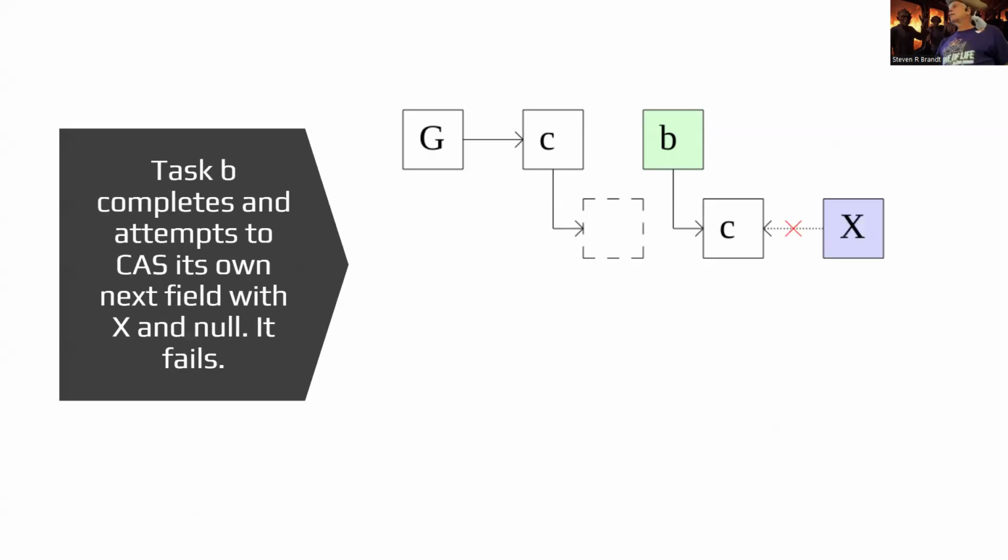When B finishes, it tries to mark itself done. It fails because it's trying to do a compare and set from null to done, but C is there. Since it failed, it knows there's a task there for it to run, so it runs it.